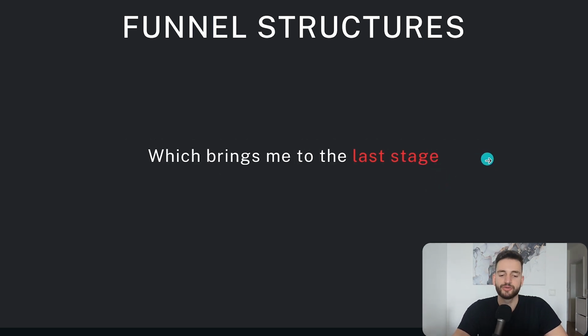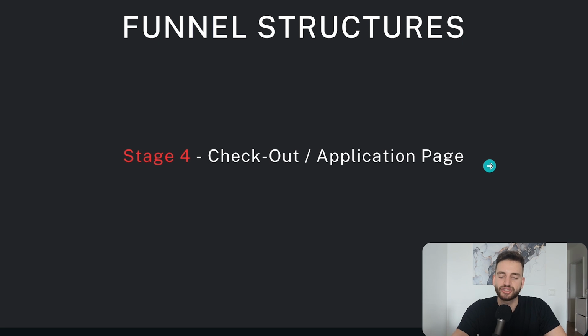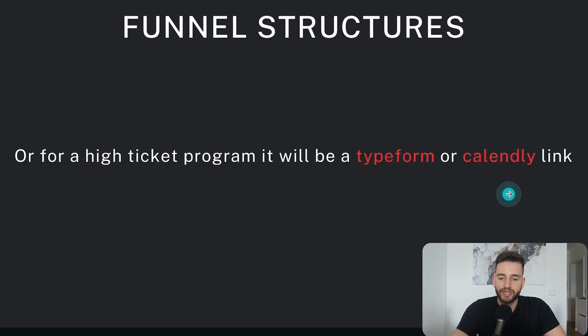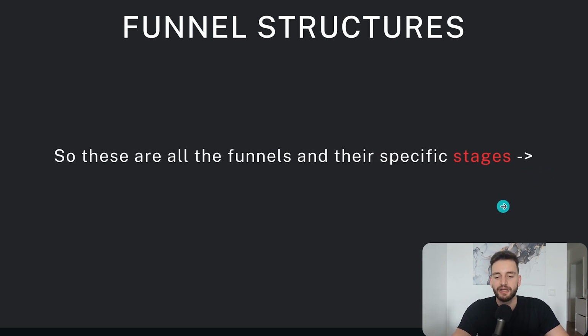Which brings me to the last stage, stage number 4, the checkout or again application page. This is again either a Stripe or ThriveCart checkout page if it's a low ticket or mid ticket program, or for a high ticket program it will be a Typeform or Calendly link because you have to opt in, you have to go onto calls to actually get sold onto the program, and that's the last stage. And of course you have to go onto the call and you will get funneled to the program, but that's the full funnel you have to build out as a copywriter or growth partner, guys. So these are all the funnels and their specific stages, guys.